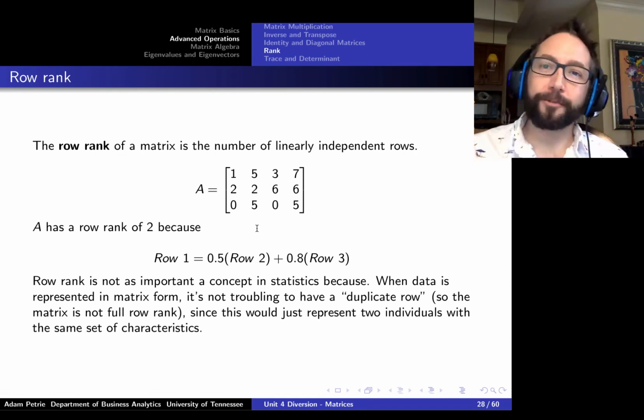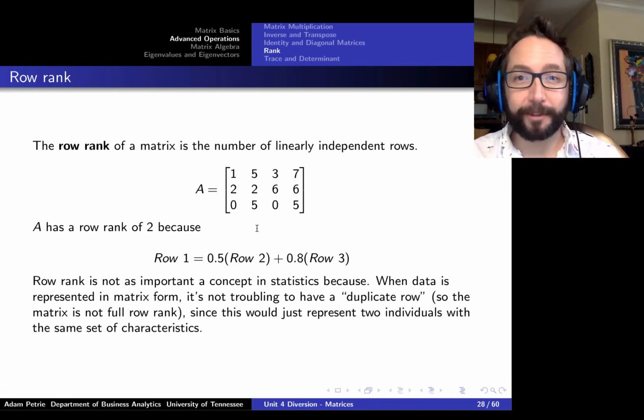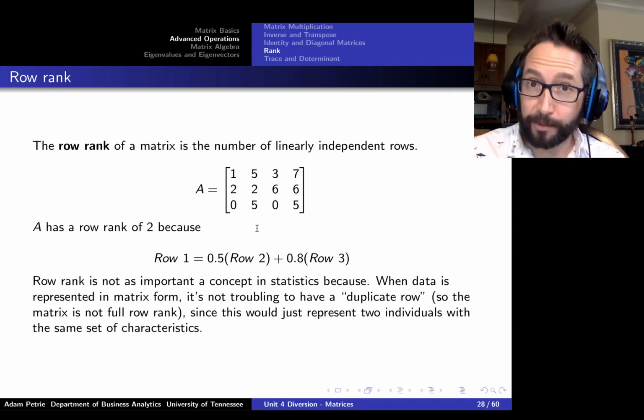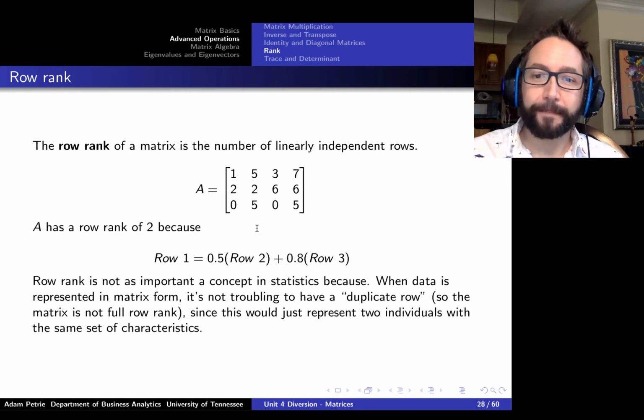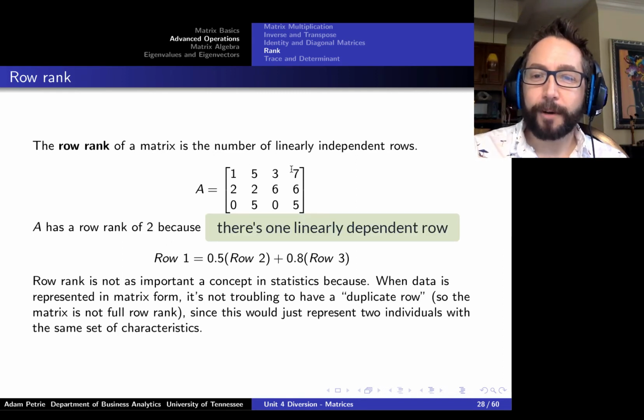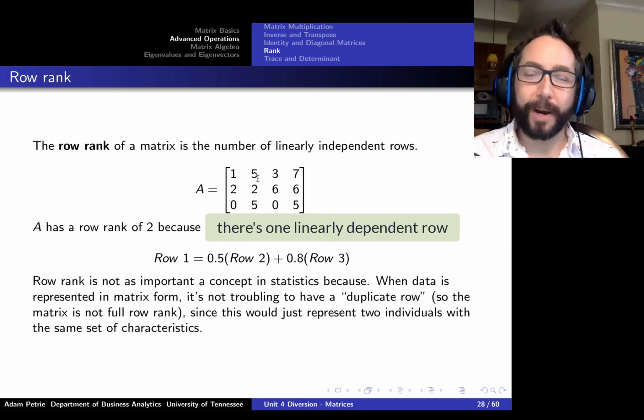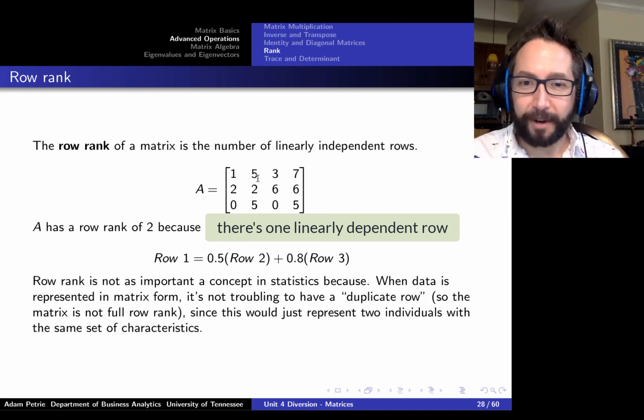Now, the row rank of a matrix is a related construct. It's just the number of linearly independent rows in your matrix. So consider this matrix with 3 rows. This only has a row rank of 2 because I can get the values of the first row by just taking a weighted sum of the values in the others. If I were to take 1/2 the second row and add in 0.8 times the third row, that's going to give me the top row here. So one of those rows I can get from just a weighted sum of the others. This only has a row rank of 2.